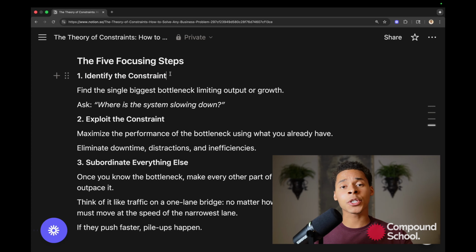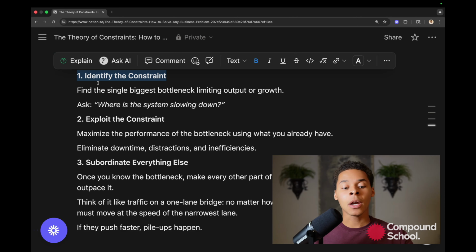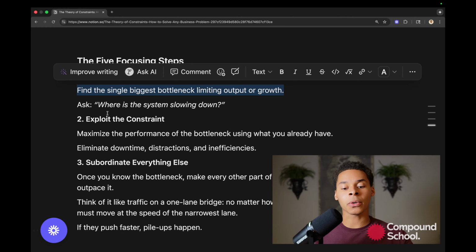So step one is to identify the constraint. We want to find the single biggest bottleneck that's limiting output or growth within our business. In the previous example, that constraint was in the sales conversion process. So that's where we should focus our time.